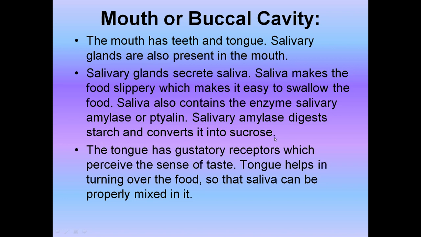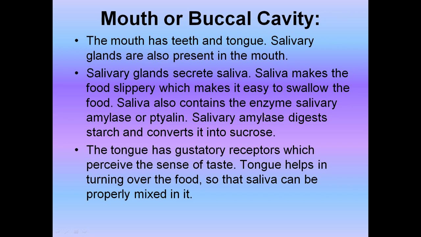Okay, and along with this enzyme, saliva also makes the swallowing process easy. As you know, saliva is a fluid substance. It softens the food so that the food can be easily swallowed down by the organism. This is a very important aspect. You have to remember that saliva softens the food substance so it can be easily swallowed by the human.